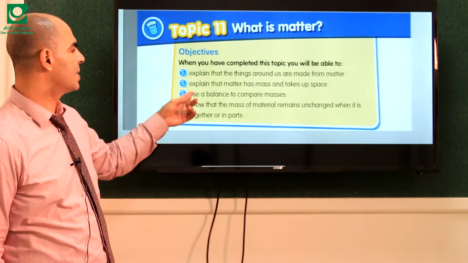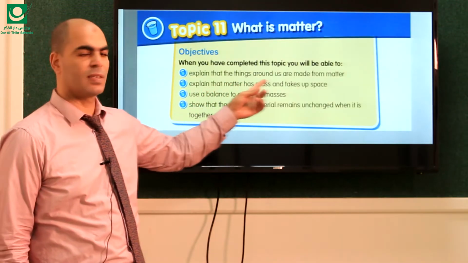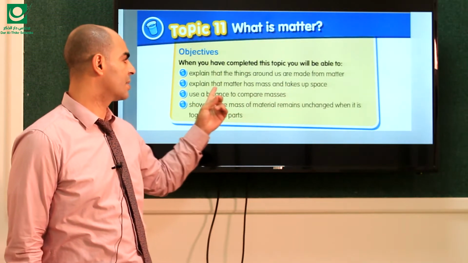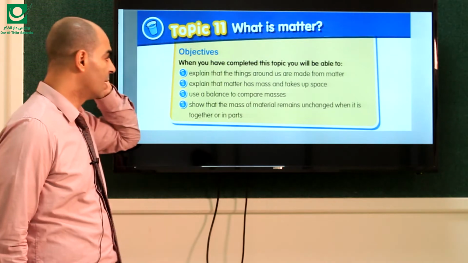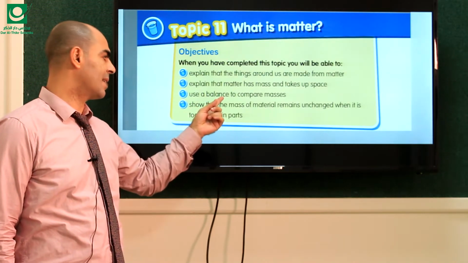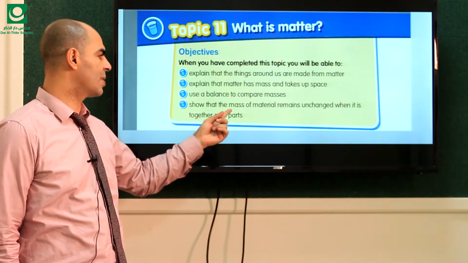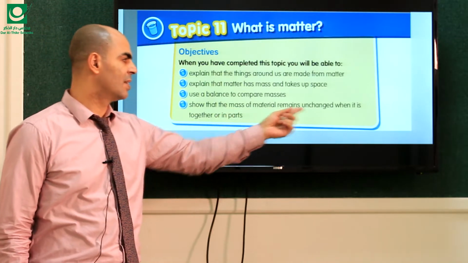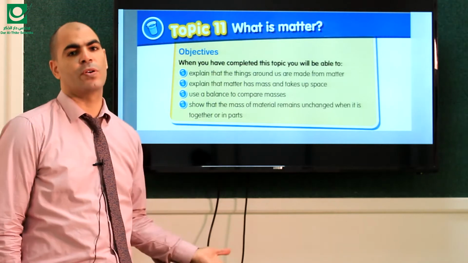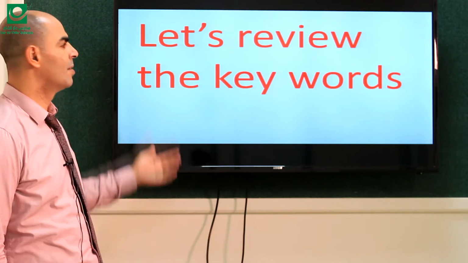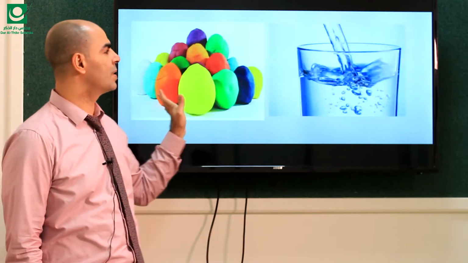Okay. As we said, we explained that things are made out of matter. We explained that matter has mass and takes up space. We learned about the balance. Today we're going to show that the mass of materials remains unchanged when it is together or in parts. Let's see this. But first, let's review what we did.